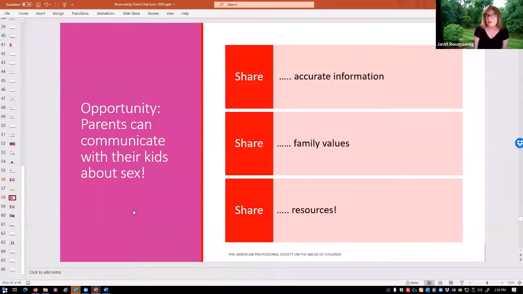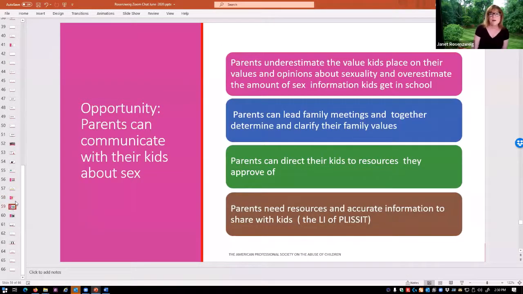But another great opportunity we've got right now is that parents can communicate with their kids. They can share accurate information. They can share family values. They can share resources. Again, they underestimate themselves and how important they are. They can lead family meetings together and determine and clarify their values. They can direct their kids to resources they approve of, and they can share good information, beyond the limited information of the implicit model.